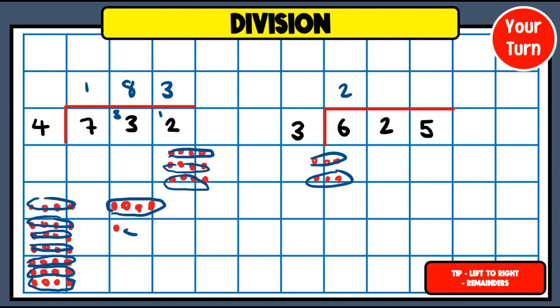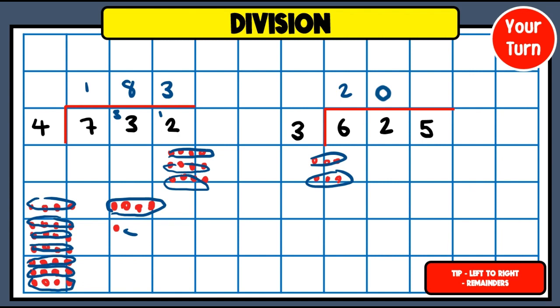Next, how many times does 3 go into 2? Well, it doesn't, because 2 is smaller than 3, isn't it? So we're going to group them up to the next one. How many times does 3 go into 25? So how many times does 3 go into 25? Let's have a look.